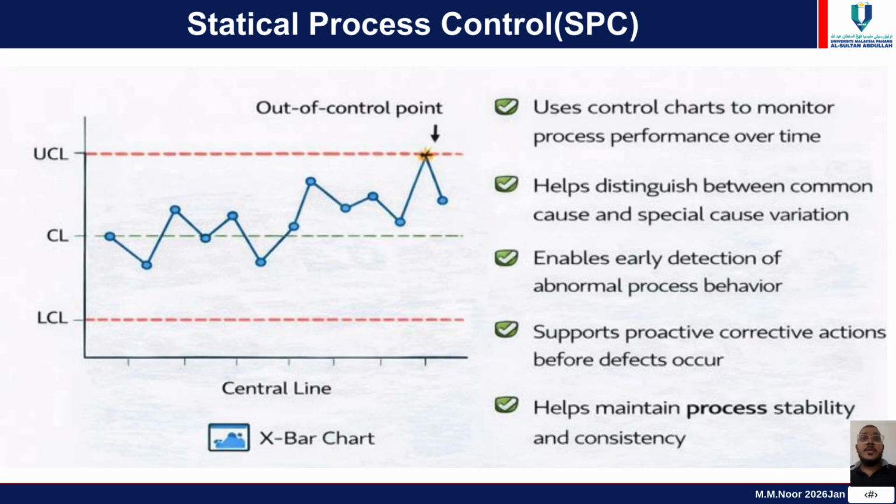Statistical process control. SPC uses control charts to monitor process stability. It distinguishes between common and special cause variation. SPC allows early corrective actions before defects occur.